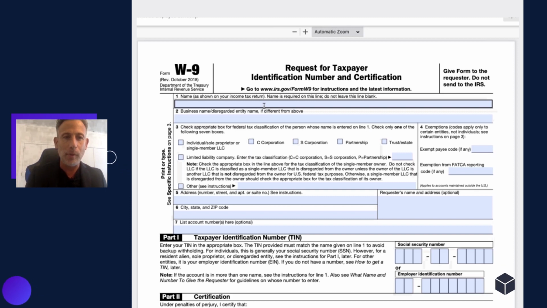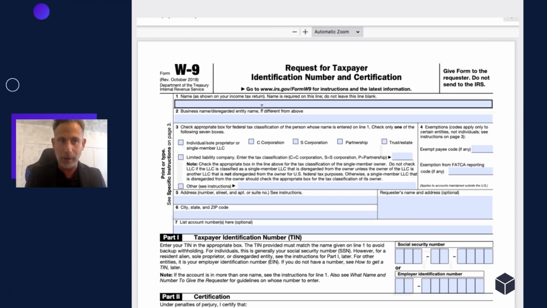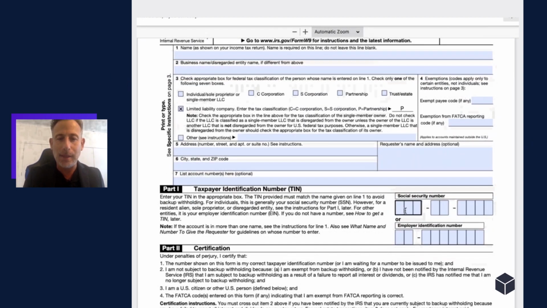Now, multiple member LLC, what do you do? You would put the name of the LLC, not the name of the IRA. You'd put the name of the LLC in line 1, okay? Then you would check LLC, okay, right here, and then you would check partnership. You put a P in for partnership, okay? And you put the address of the LLC, the city, state, and zip, and then you would put the tax ID number of the LLC, not the IRA.